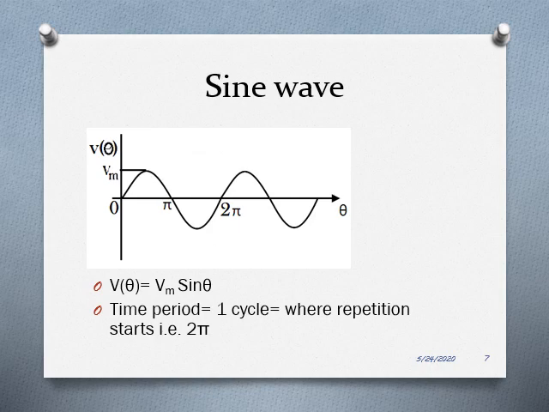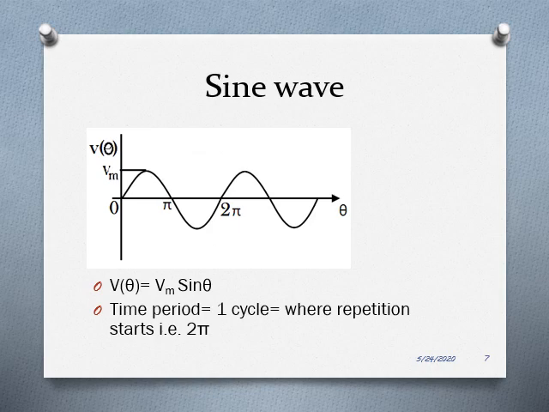Consider a sine wave that is symmetrical with respect to the x-axis. Its x-axis is theta and y-axis is a function of voltage V of theta. This waveform is starting from origin, which means it does not have any phase shift. The maximum value of the sine wave is Vm.